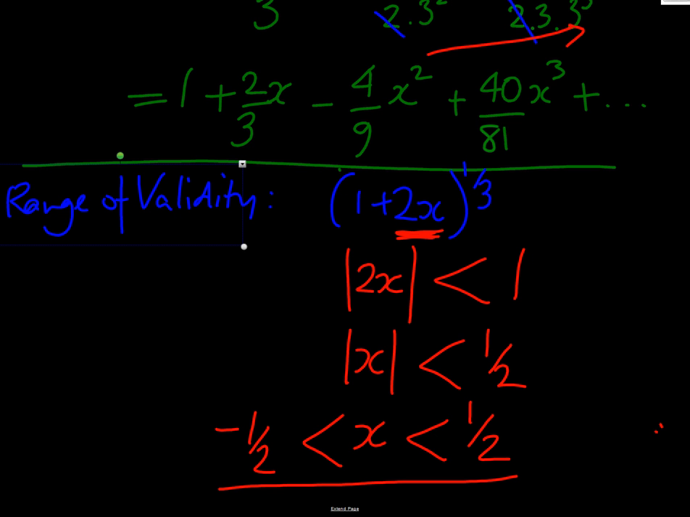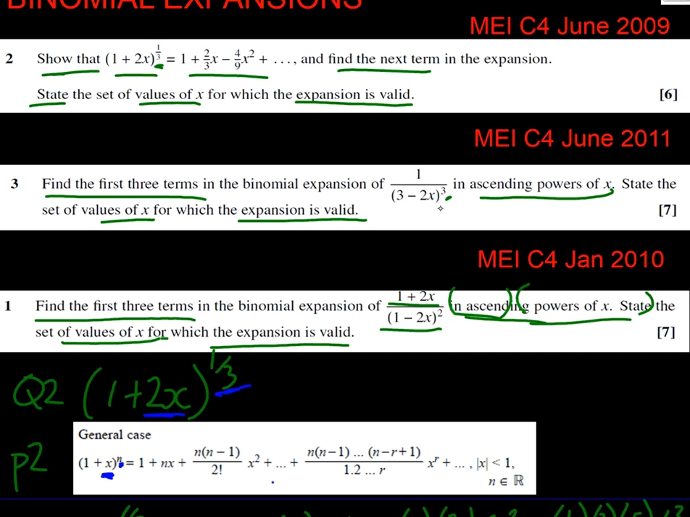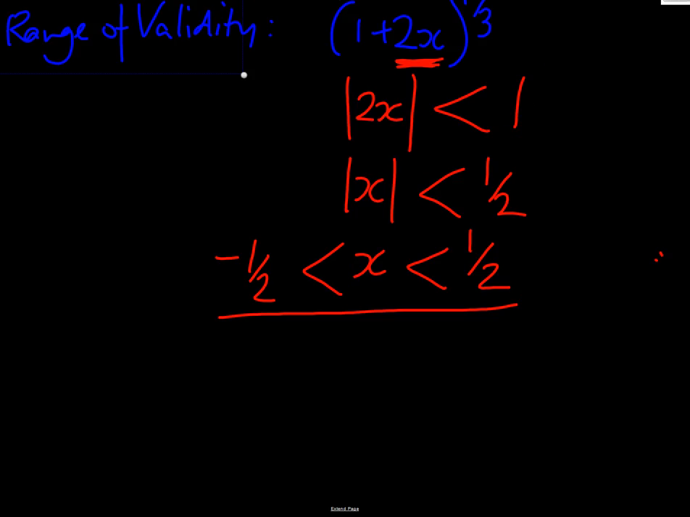What I would like to do fairly quickly is just outline the second question here, because of course here we're finding the expansion of 3 minus 2x to the power of minus 3. So I'd like to just quickly take us through preparing that equation for using the expansion. So here we have 3 minus 2x all cubed.